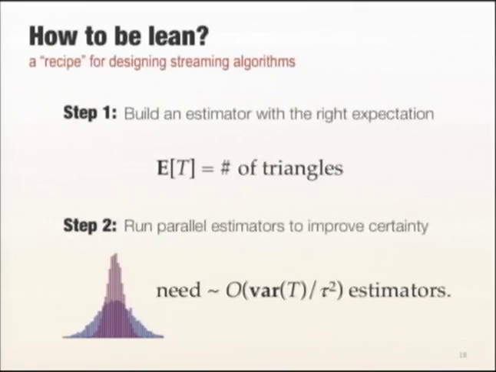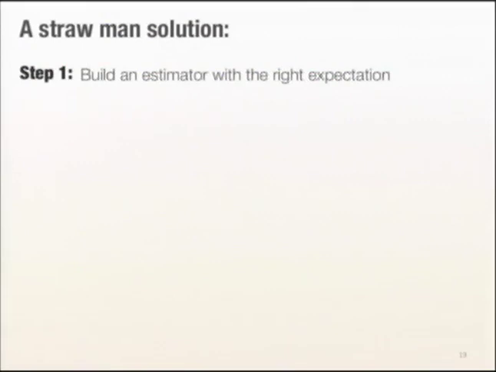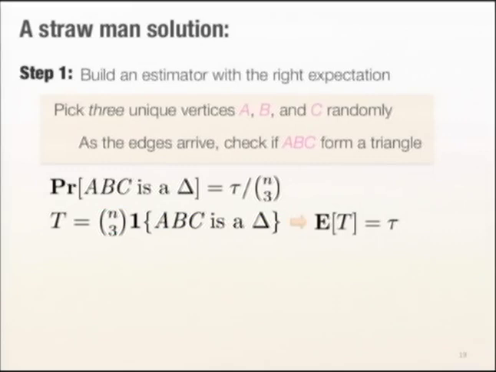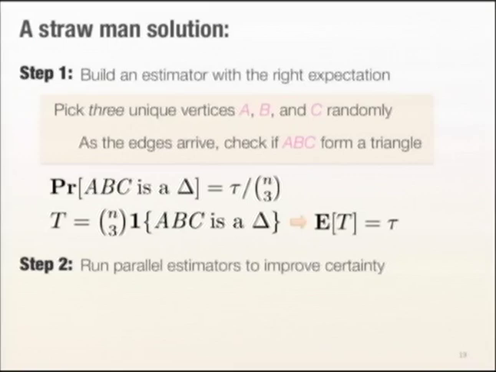To understand this idea, let's do a straw man solution. This is not what we are going to do, but let's say here's one way to build an estimator. You pick 3 unique vertices randomly. And then as the edges arrive, you can check if A, B, and C ever form a triangle. This is not a smart way of doing it, but you can see that the probability that A, B, C is a triangle is the number of triangles over n choose 3. So in expectation, E of T is the number of triangles. This gives you the right expectation, but the problem is in the variance.